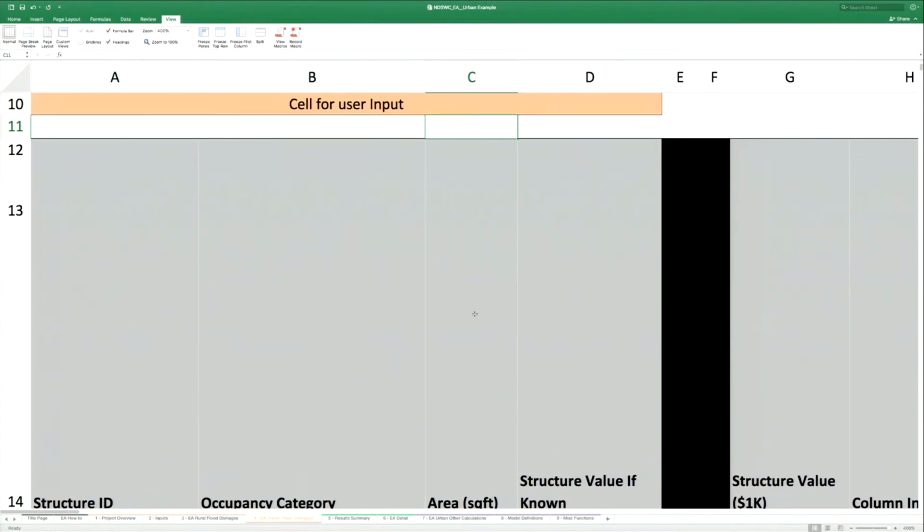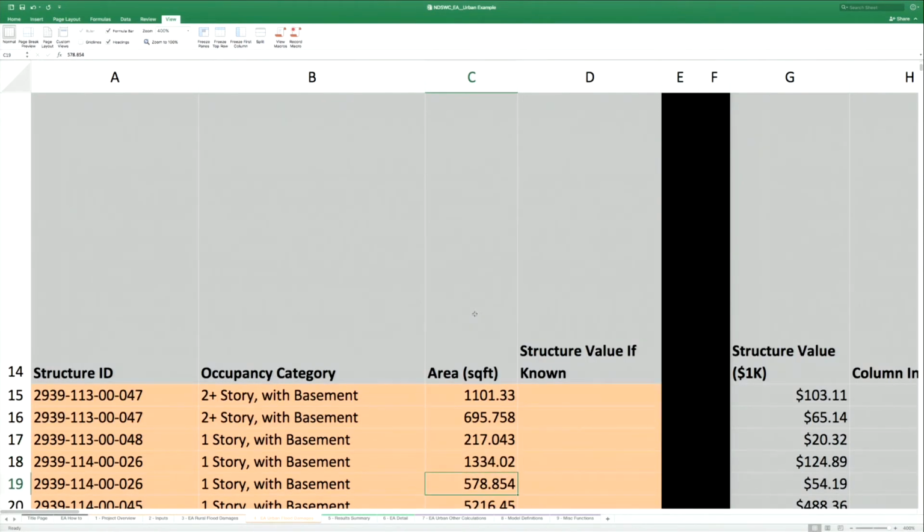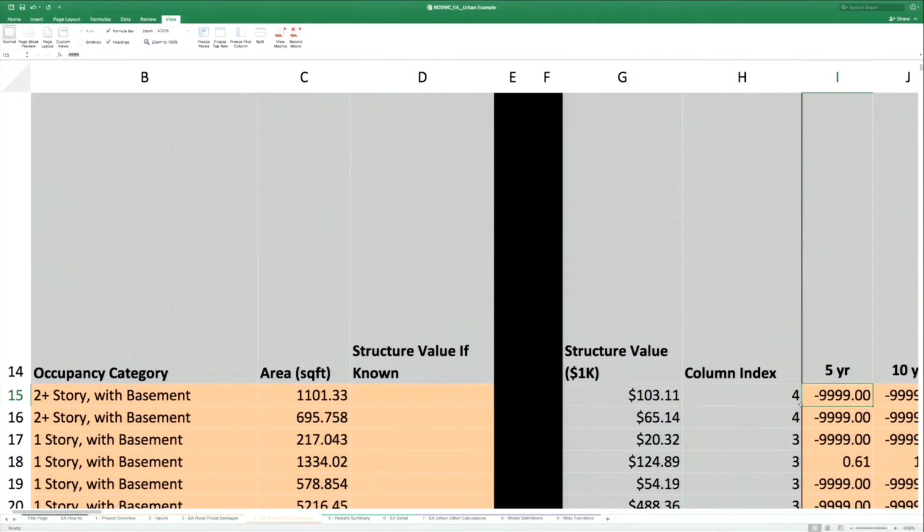Oh, yeah, yeah. Right there. Structure value in thousands. So, okay, you can see here these are computed values.